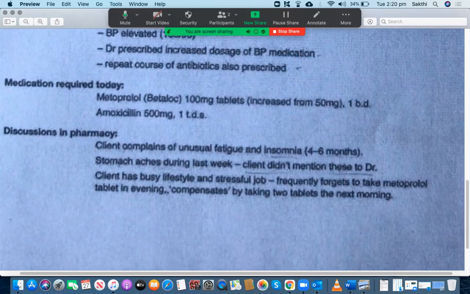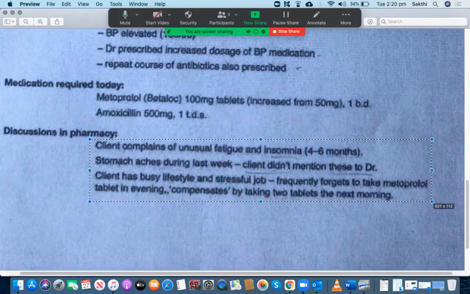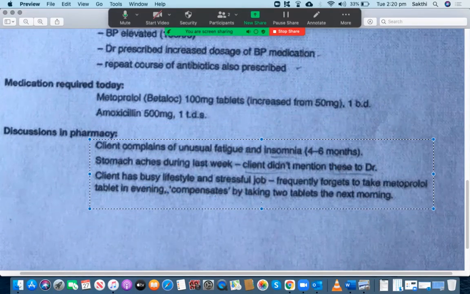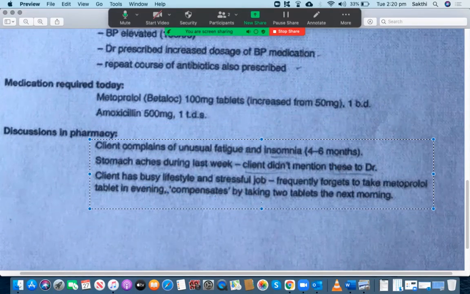All right, medication changed today. This one, metoprolol, increased from dash dash. Okay, all right. Discussions in pharmacy. Client complains of unusual fatigue and insomnia, 4 to 6 months. Stomach aches during last visit. Okay, last week. Client didn't mention these to doctor. Oh my God. You should have mentioned this one.